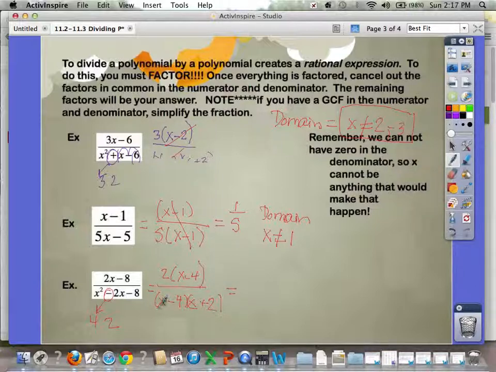All right, so I can cancel out these 4's, and I'll be left with 2 over x plus 2. Now remember, this is a quantity. You cannot cancel out these 2's because this is glued together and this is by itself. Now, as far as the domain, it is all numbers except x cannot be, what would make it 0 down here? Positive 4 and a negative 2. Positive 4, negative 2. Okay?